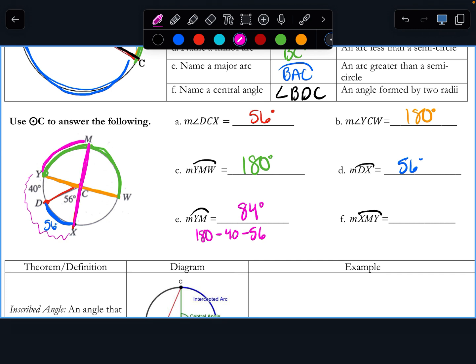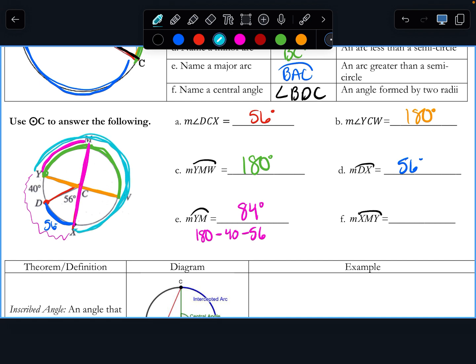Okay, X, M, Y, X. So for this, I wasn't sure which way to go, because I didn't know if I should go left or right. So if I can't go X, M, and then backtrack, I have to go this way. I have to go counterclockwise for this one. So X, M, Y. That's a big one.